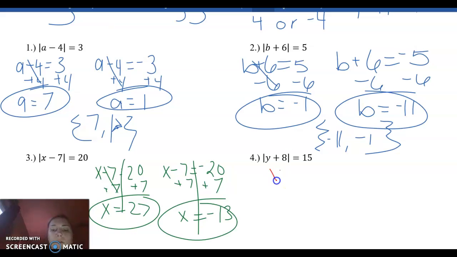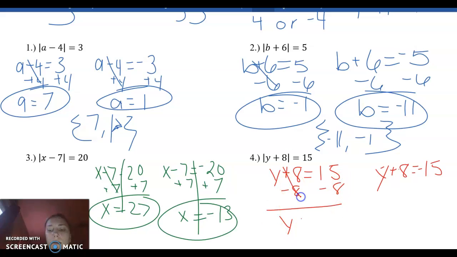All right, if you're back, you should have solved number 4. We want to set it up. We have nothing attached to our absolute value, so we can just start solving. Subtract 8, subtract 8. Y is equal to 7. Subtract 8, subtract 8.